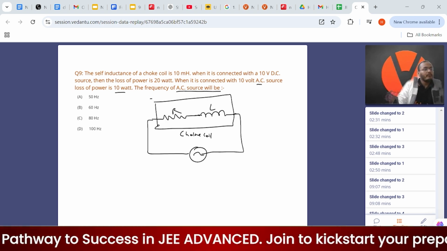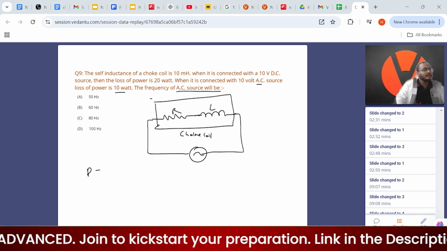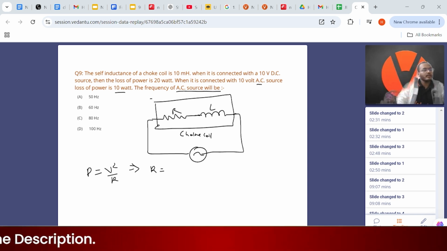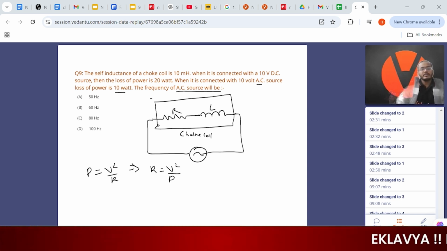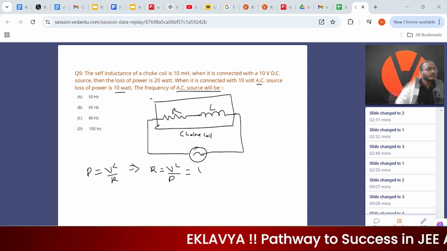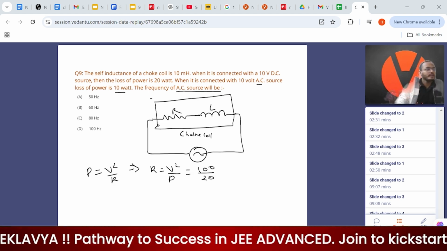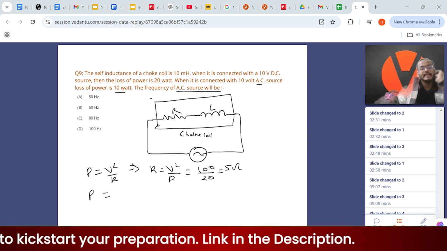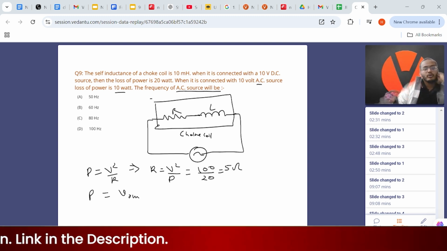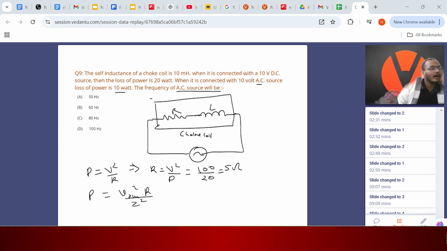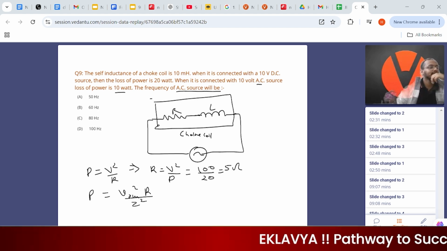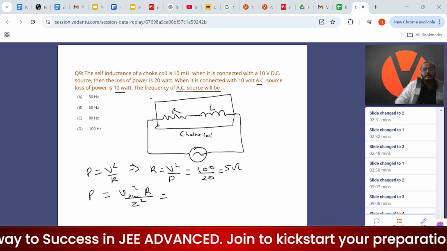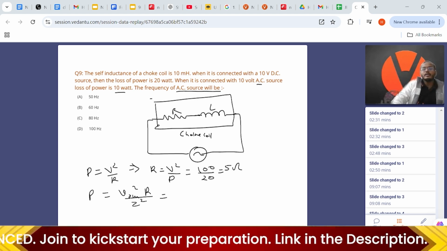Now, see. When DC is applied, only the resistance will be in play. Now, P will be equal to V squared by R. So from here, the resistance that I can calculate will be V squared by P. Right? So it will be equal to 100 divided by 20. It will be equal to 5. Now, when AC is applied, P will be equal to V_rms squared R by Z squared. What is Z? Z is nothing but impedance.